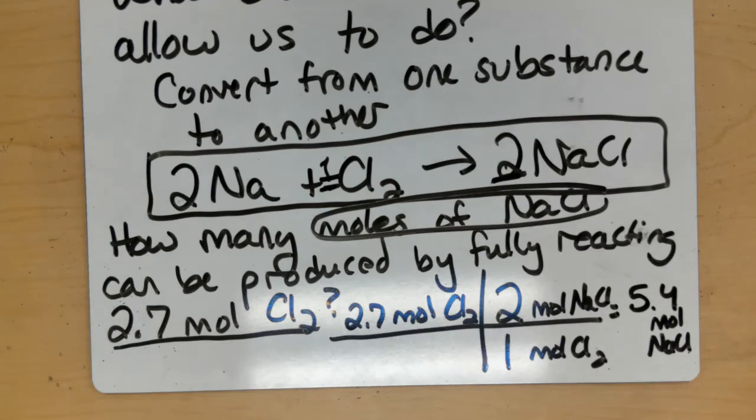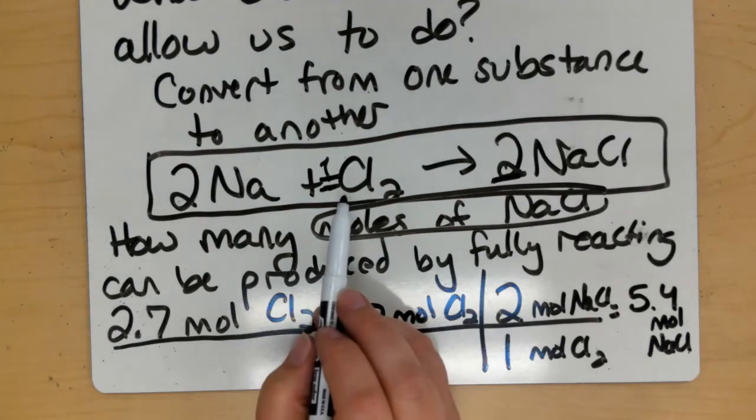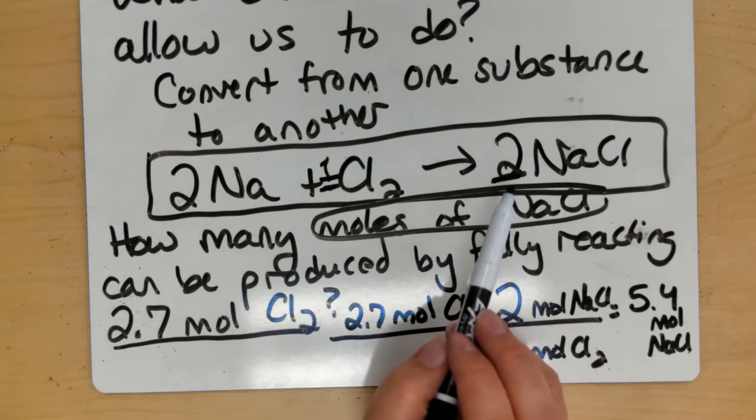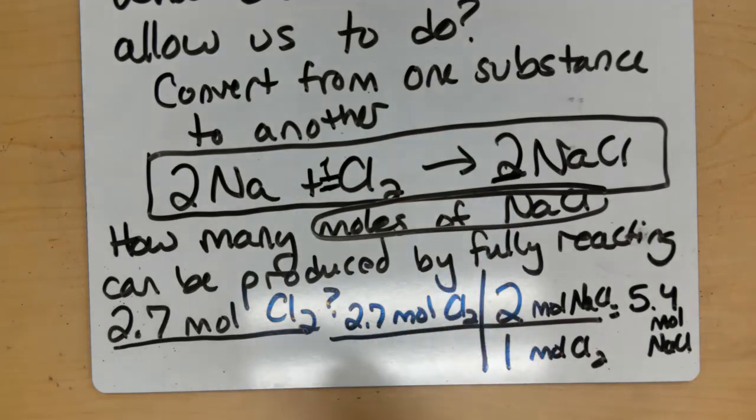And logically, this makes sense, right? For every 1 mole of chlorine, I produce 2 moles of sodium chloride. So I should get twice as much as I started with. Let's look at another problem that probably isn't quite as easy to do just in your head.